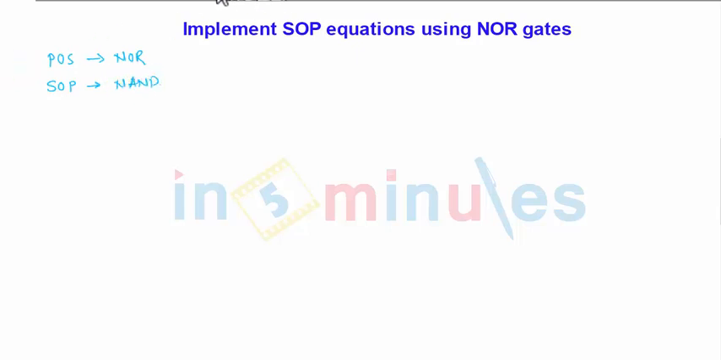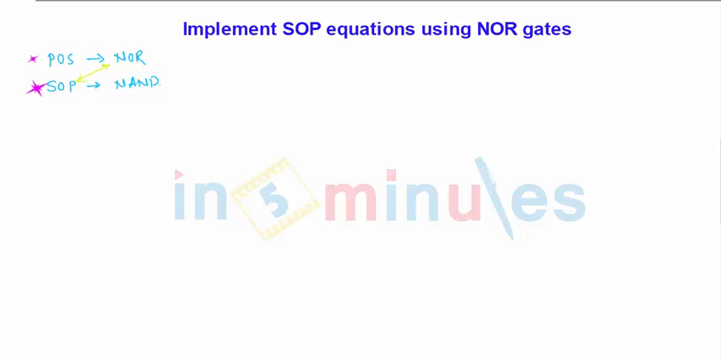But a tricky question is asked many times, in which they ask you to implement a POS form of equation using NAND or a SOP form of equation using NOR. Okay, so there is a cross connection. They might ask you in this manner or in this manner. So what we are going to see here is, given an equation in a SOP form, we need to convert it with the help of NOR gates.